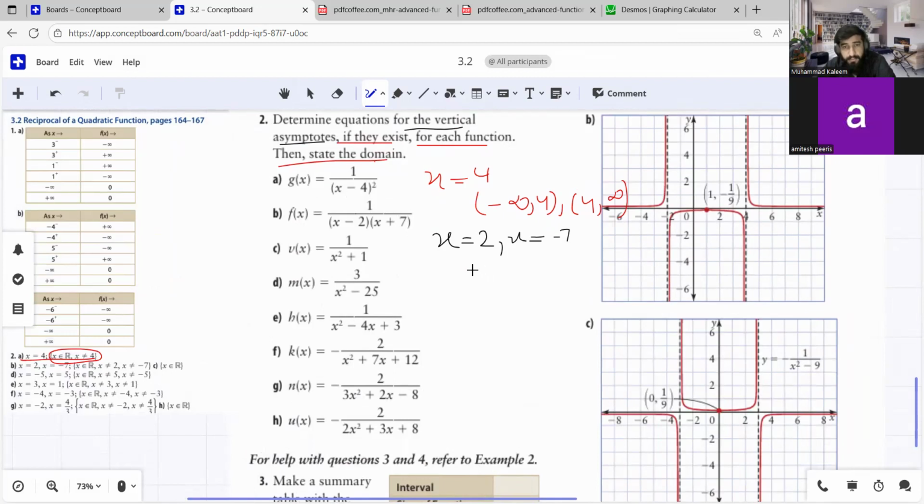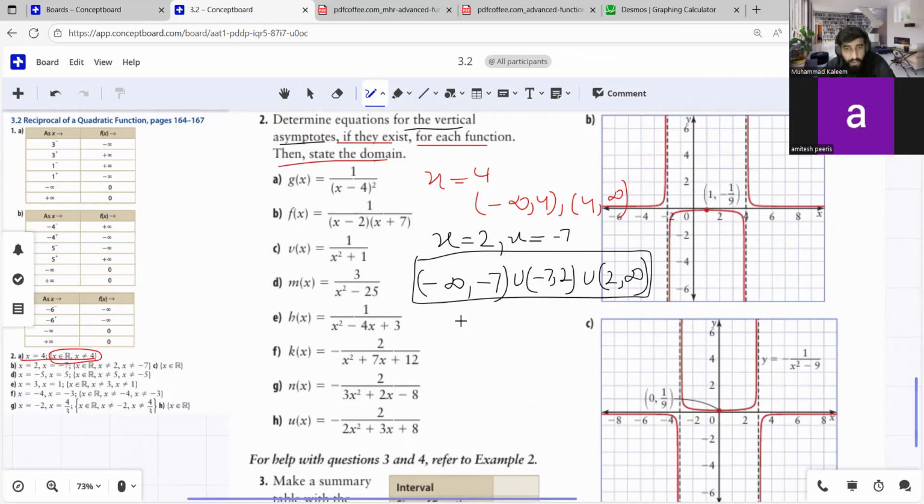So to the left of 2, we can write the domain as negative infinity to 2, and so on. This one will be its domain. Okay, we can write it like this, or we can write: all real numbers x, x belongs to all real numbers except 2 and -7.